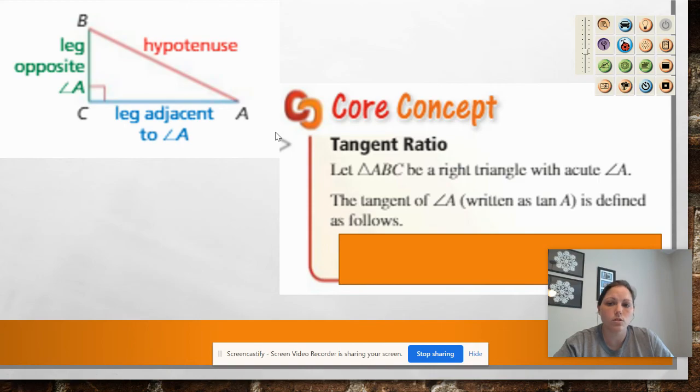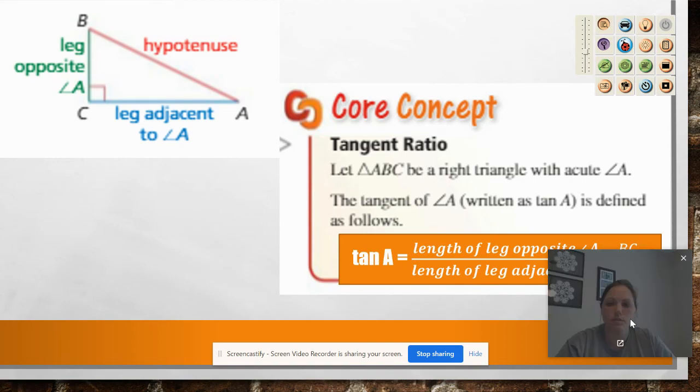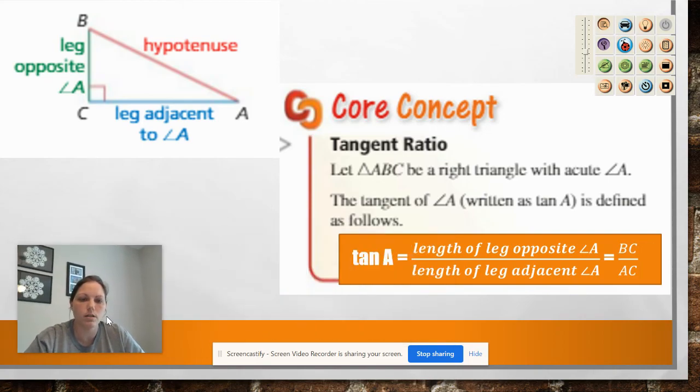So our tangent ratio does not involve a hypotenuse at all. The tangent of angle A is the length of the opposite. Let's see if I can move this. Oh, I can move it. There you go. So the tangent of A is equal to the length of the leg opposite divided by the length of the leg adjacent.